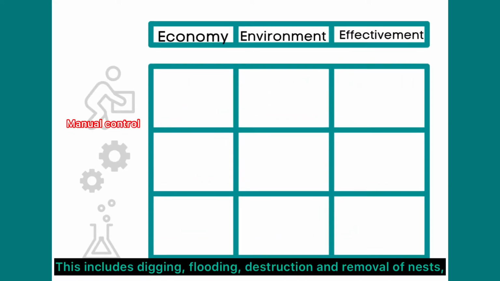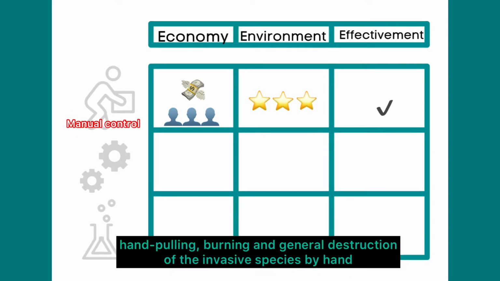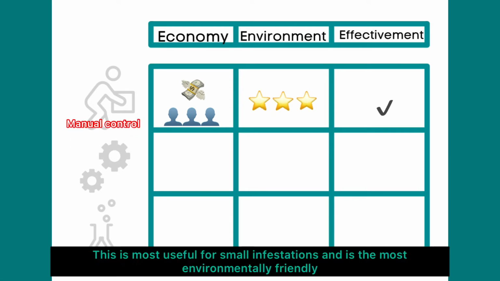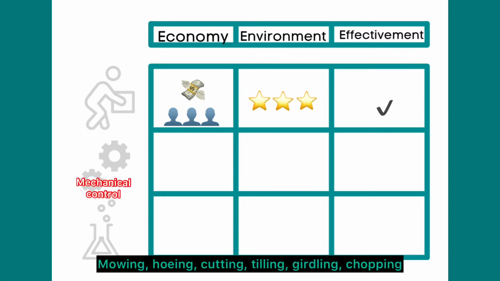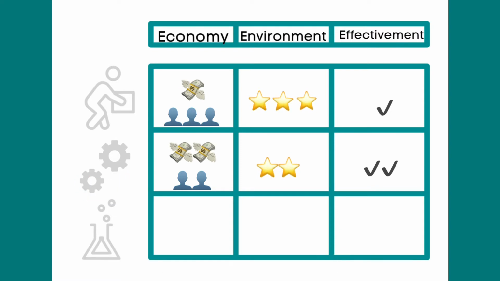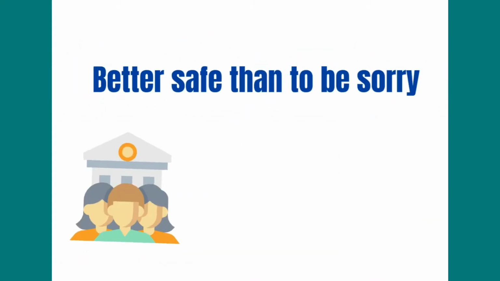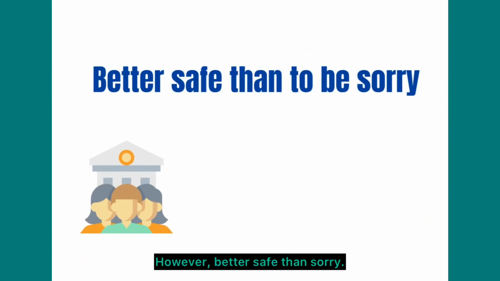For manual control, this includes digging, flooding, destruction and removal of nests, hand pulling, burning, and general destruction of the invasive species by hand. This is most useful for small infestations and is the most environmentally friendly. Mechanical control includes mowing, hoeing, cutting, tilling, chopping, and construction of barriers to the invasive species using tools or machines. Chemical control seems to be the most effective option because it saves a significant amount of labor, but this method is not eco-friendly. However, better safe than sorry.